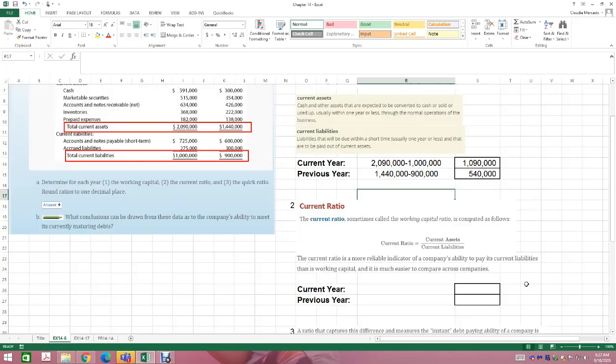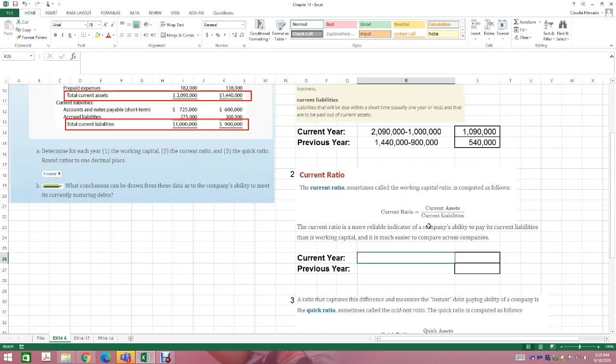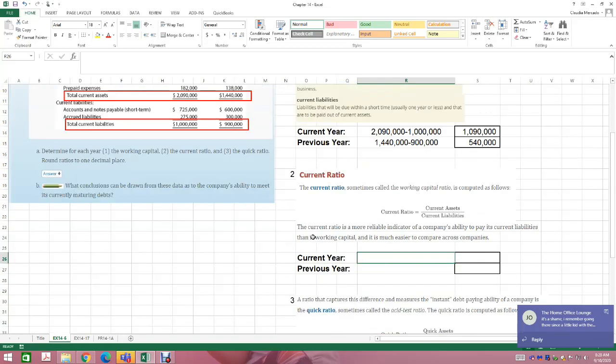Now the second thing that we're being asked to do is to calculate the current ratio. The current ratio, sometimes called the working capital ratio, is computed as current assets over current liabilities. The current ratio is a more reliable indicator of a company's ability to pay its current liabilities than working capital, and it is much easier to compare across companies. The majority of companies include a whole bunch of ratio analysis in their financial statement analysis, current ratio being one of them. It's basically the same numbers, but in working capital we subtracted; in the current ratio we're going to be dividing.